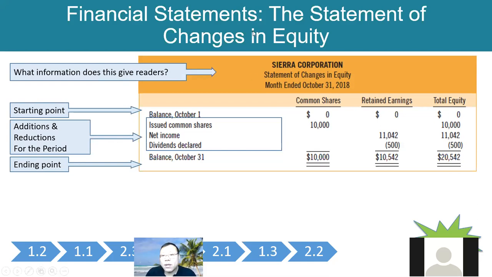So the changes in equity, of course, you have 2 components. The common shares, that's the share capital, and the retained earnings, right? That's the 2 components for the equity. And then these 2 components add up to the total equity. So that's my columns. And then if you take a look at the rows, I always start with the beginning balance. That's the balance you have as of October 1st.